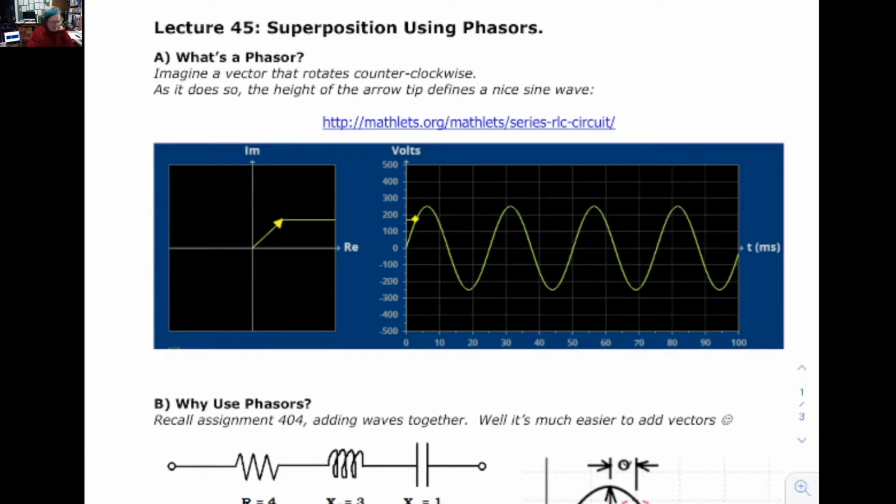Welcome to lecture 45, Phasors. And this is not Star Trek. Phasors, this is a legitimate electrical thing.